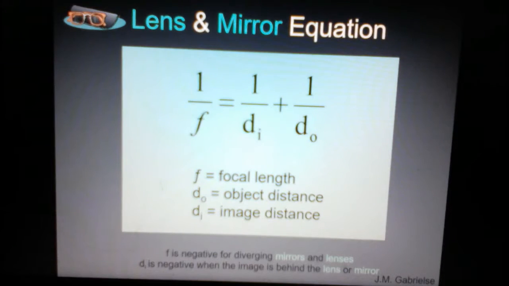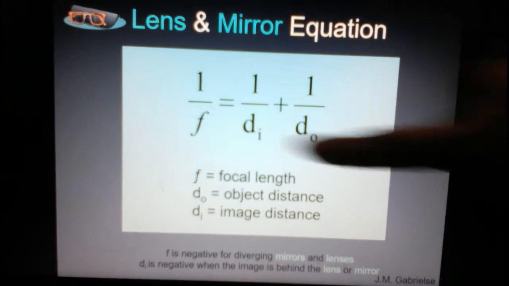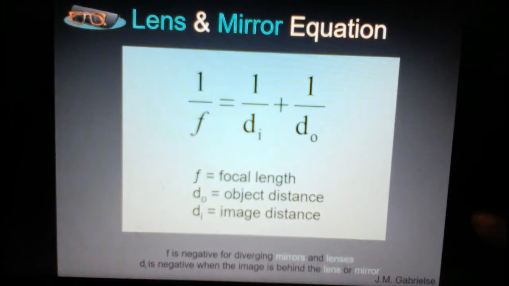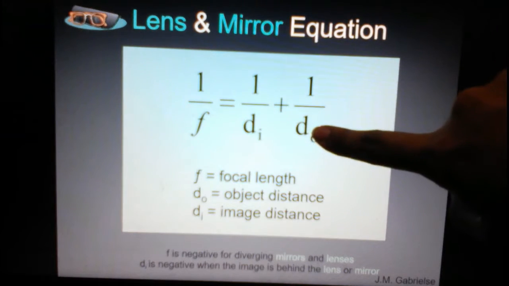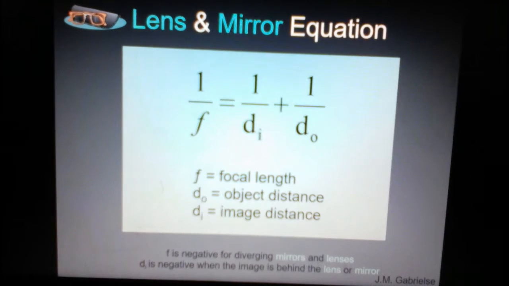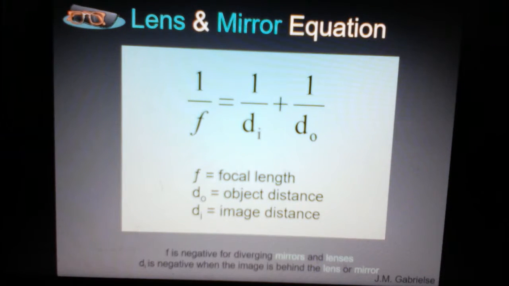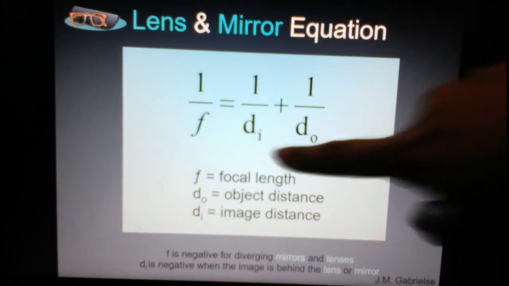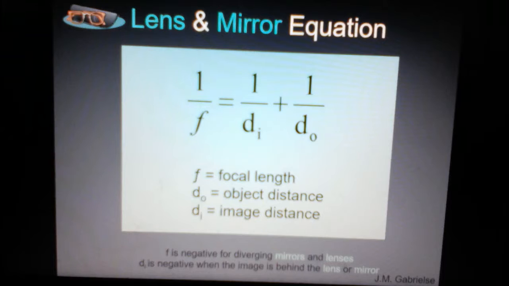So, lens and mirror equation. The F stands for the focal length, the DO stands for the object distance, and the DI stands for the image distance. F is negative for diverging mirrors and lenses. DI is negative when the image is behind the lens or the mirror.